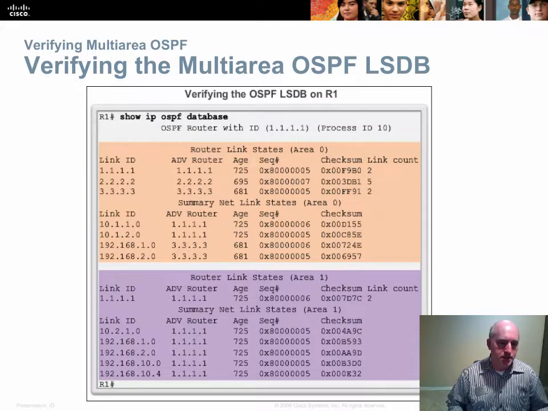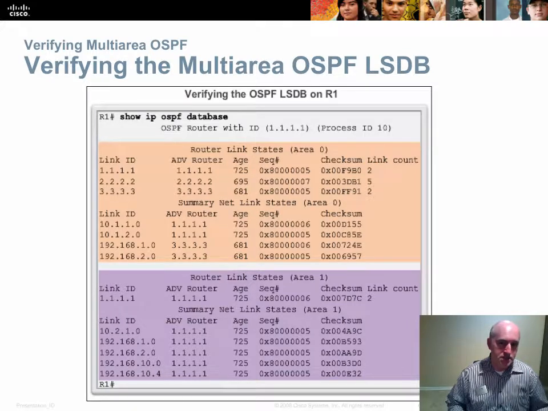This is just looking at the link state database. This is probably not necessary unless you are actually having a problem. So this would be more of the troubleshooting than verifying. In this case, you're going into the database to see what specific LSAs you've learned about, right?